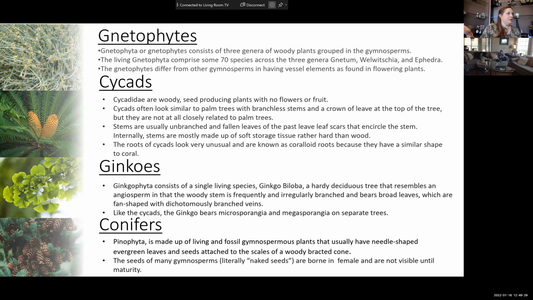You've seen the green pine cones, right? The green pine cones, those are the fresh ones, and the seeds are in there, down inside, but the cone has to dry out for them to open up, those little fans where the little prickly things are on the cones, and drop the seeds out. So they're not visible until they're mature.